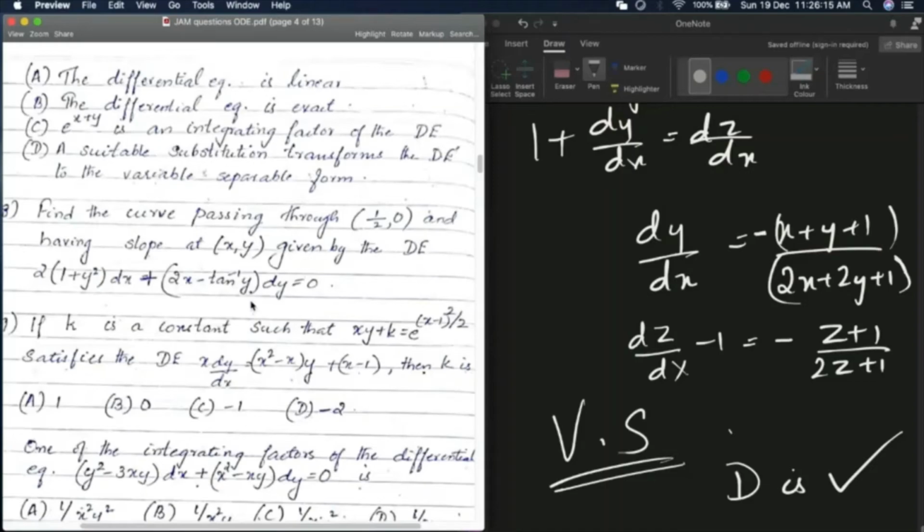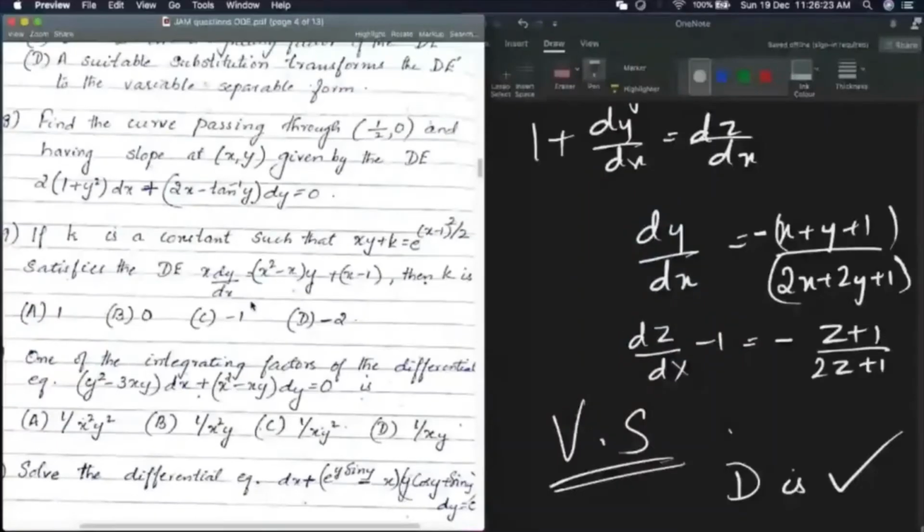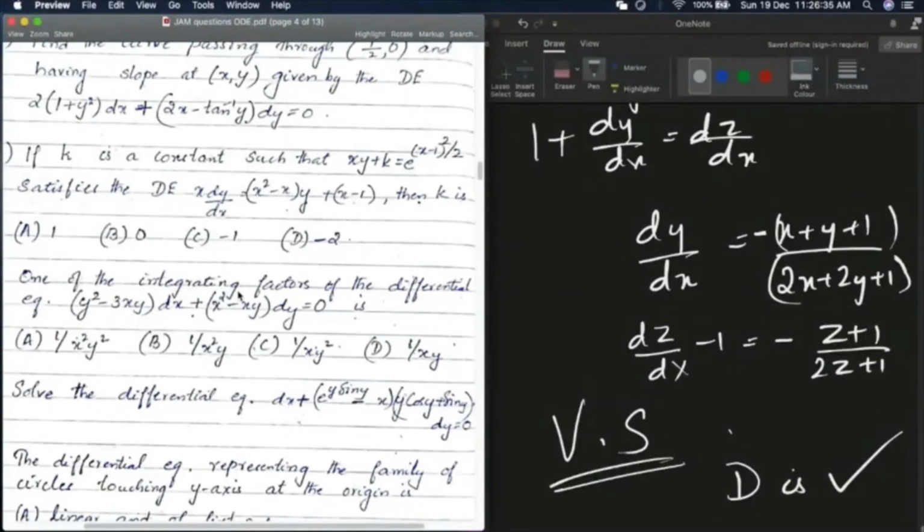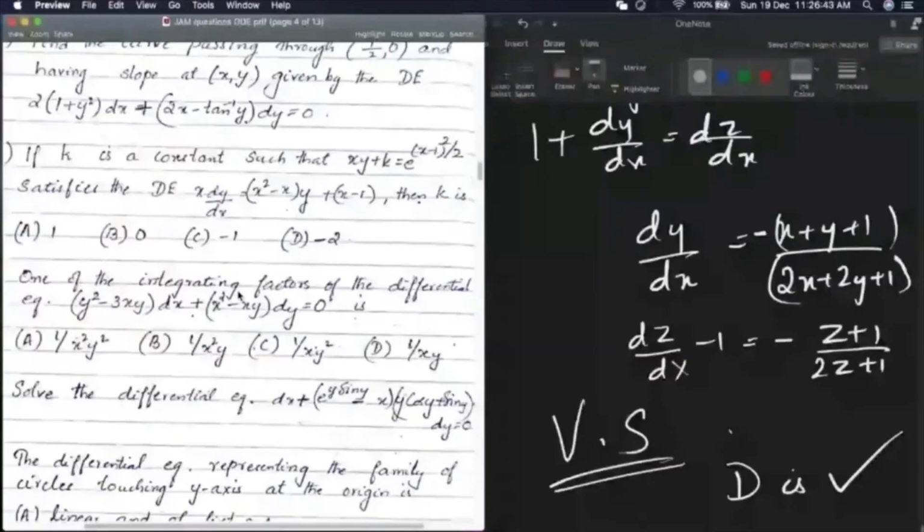If k is a constant such that xy plus k is equal to (e raised to x minus 1) the whole square by 2 satisfies the differential equation x dy by dx is equal to x square minus x into y plus x minus 1, then k is. That means this is a solution for the given differential equation. You have to find k.